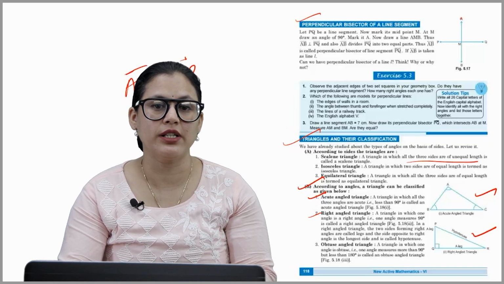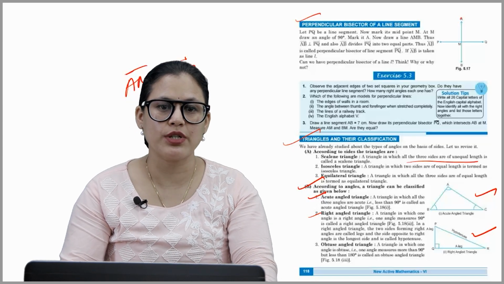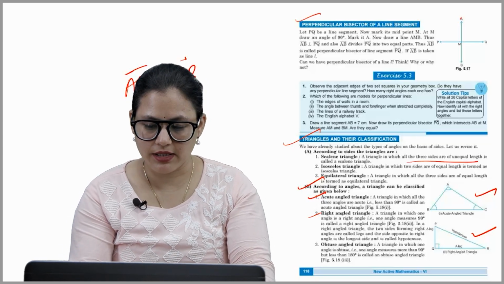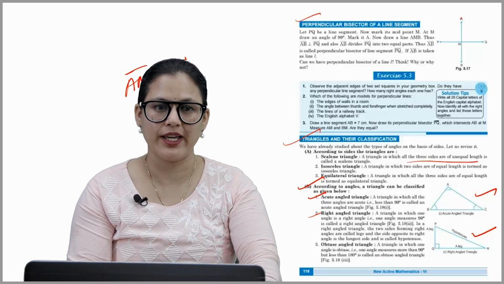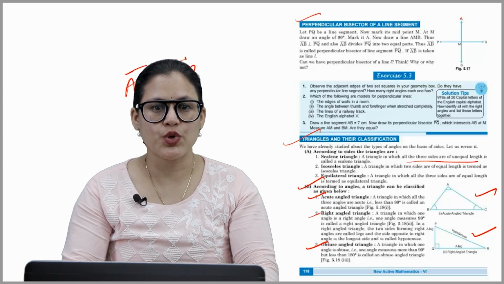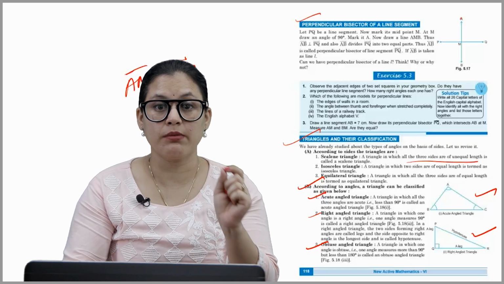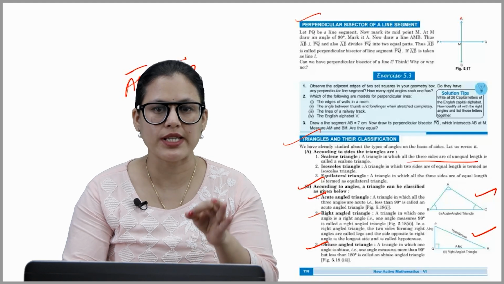Okay. In a right angled triangle, the two sides forming the right angle are called legs, and the side opposite to the right angle, that is this, the longest side, is called the hypotenuse. Okay. Number 3, obtuse angled triangle. A triangle in which one angle is obtuse, that is one angle measures more than 90 degrees but less than 180 degrees, is called an obtuse angled triangle.